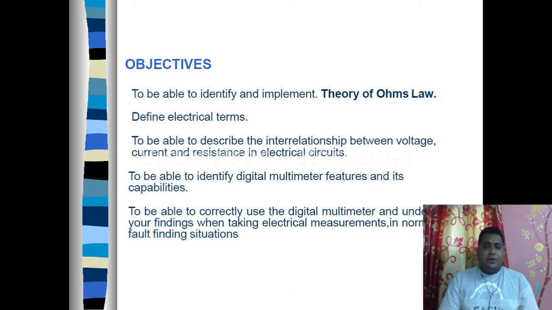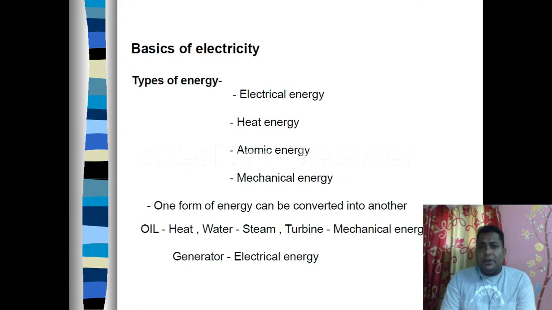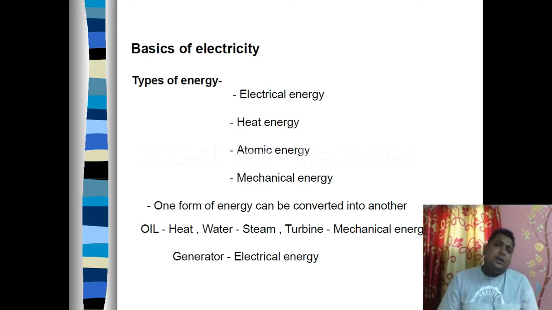So let us start. Coming to the next slide: basics of electricity. First of all, electricity is an energy. We know from the law of conservation that energy cannot be created or destroyed. It just changes from one kind of energy to another. Let us see what different types of energies are available, and from which kind of energy we can convert into electrical energy.